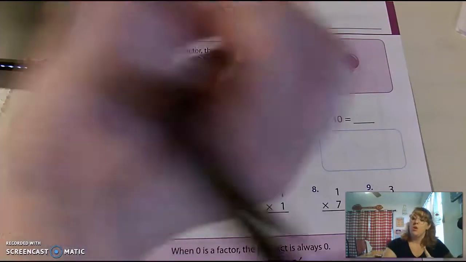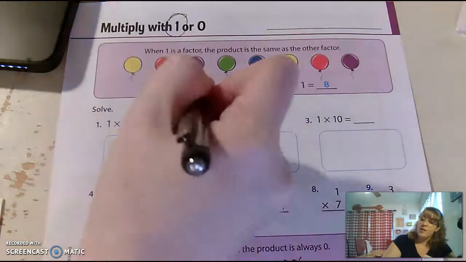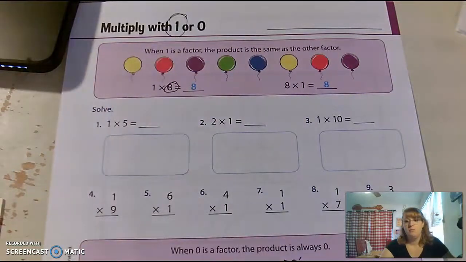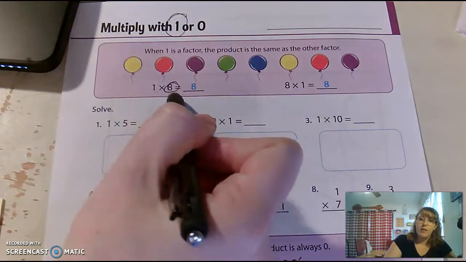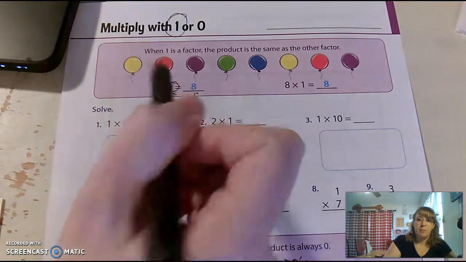Okay. When you multiply with 1, the product, or the answer, is always the other number. Done. Easy. It's called the identity property. It's like a mirror. When you multiply a number by 1, the product will always be that number.